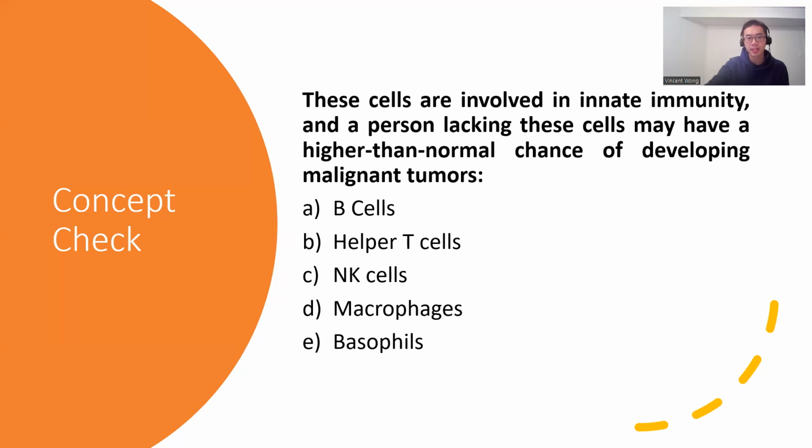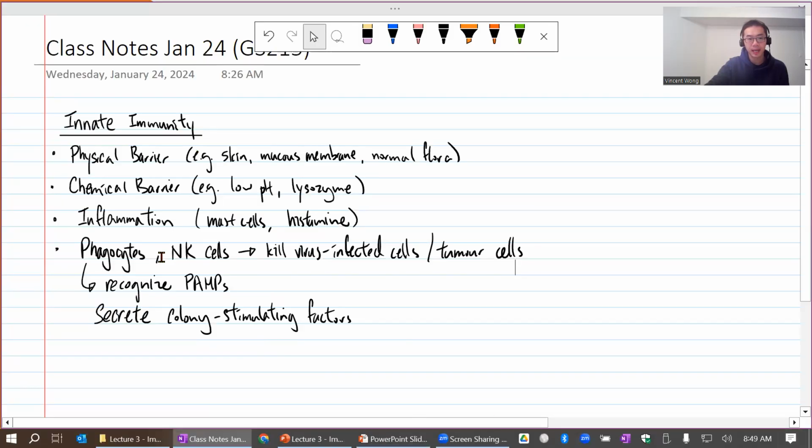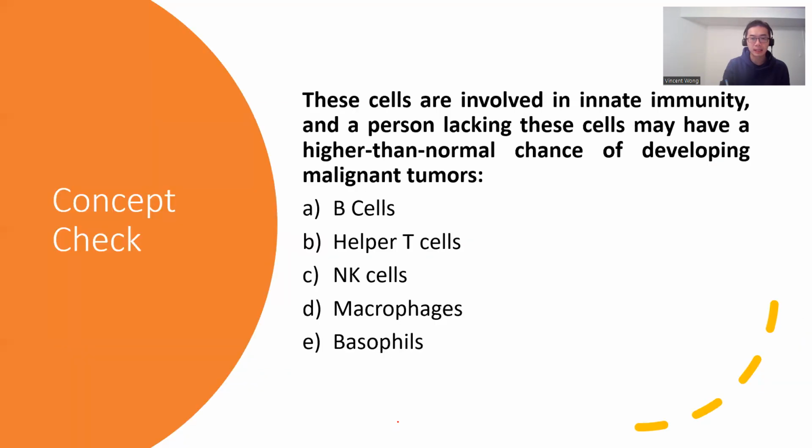Okay, so as I was saying earlier, the NK cells right here are the ones that are going to be killing virus infected cells as well as tumor cells. So if a person is lacking NK cells, they will have a higher than normal chance of developing malignant tumors, right?